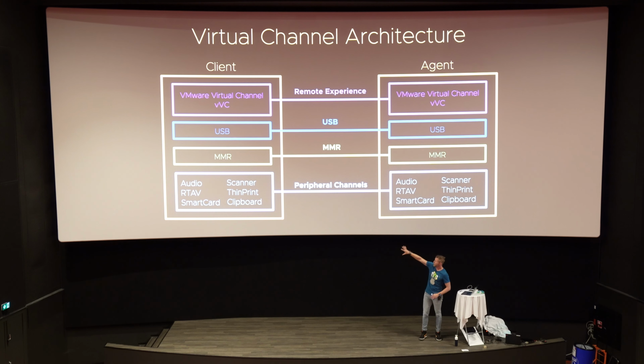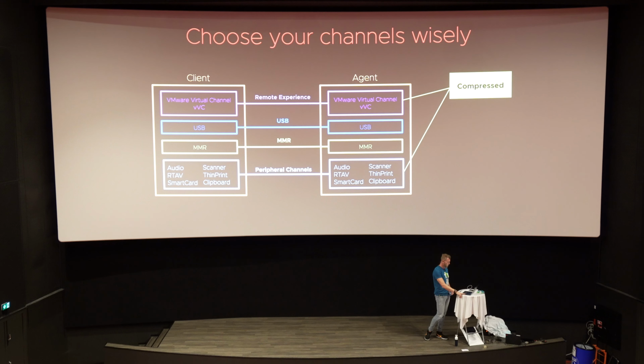So make sure that if you configure devices, add devices to your client, that you select the right channels to do so. And I'll show in a demo in a bit how to monitor those individual channels as well. So choose them wisely. The VMware virtual channel and the peripheral channels are compressed by default. MMR is redirected, and like I mentioned, USB is uncompressed.